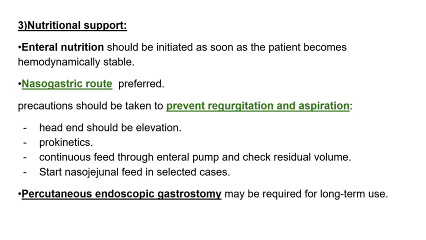So nutritional support should be encouraged. Enteral nutrition should be initiated as soon as the patient becomes hemodynamically stable. Nasogastric route is preferred. Precautions should be taken to prevent regurgitation and aspiration, and the head end should be elevated. Prokinetics should be encouraged. Continuous feed through the enteral pump, and we have to check the residual volume. We have to start nasojejunal feed in selected cases. Percutaneous endoscopic gastrostomy may be required for long-term use.